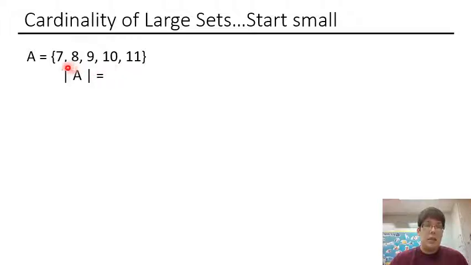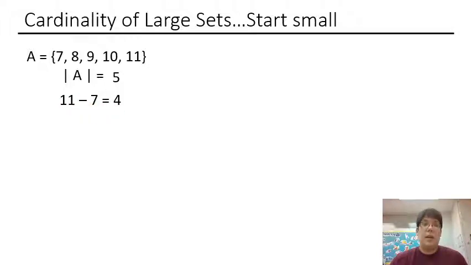So this is an easy set. A has the numbers 7 through 11. So the cardinality of A would be 1, 2, 3, 4, 5. Okay, that's not hard. But here's what I want to look at. I took the last number and I subtracted the first number from it. So I have 11 minus 7 equals 4.